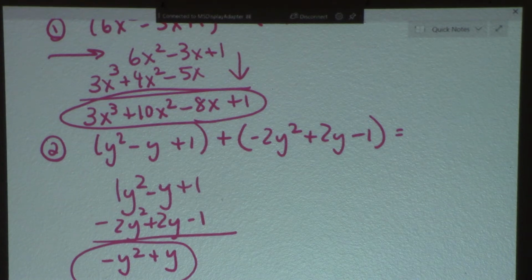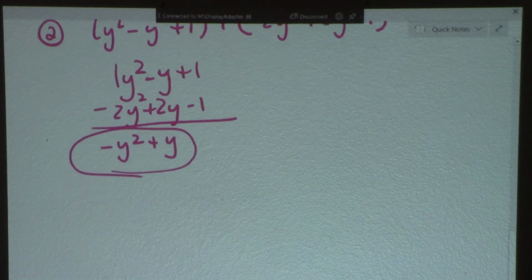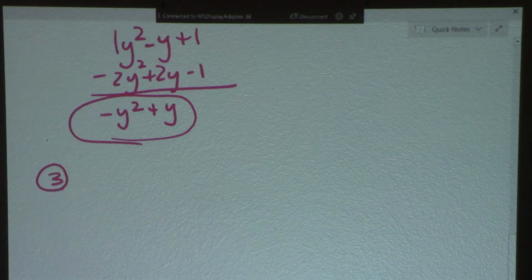Okay, let's go on to subtraction. Number 3 here. Sorry, I'm going kind of fast. As I've said before, the shorter the video, the quicker it will upload. And you can pause it if you need to if I'm going too fast.